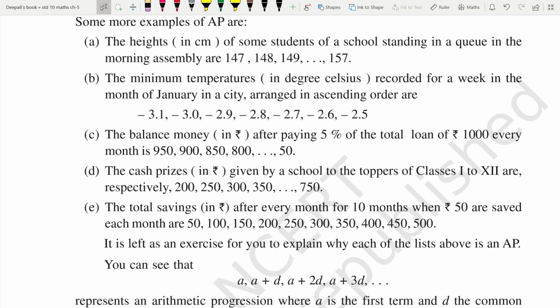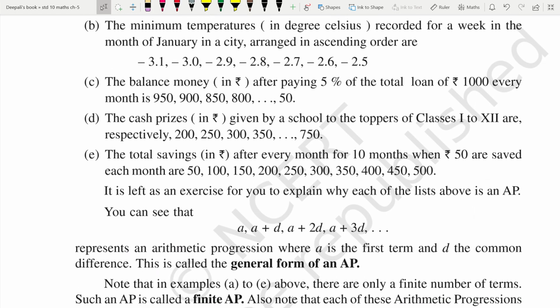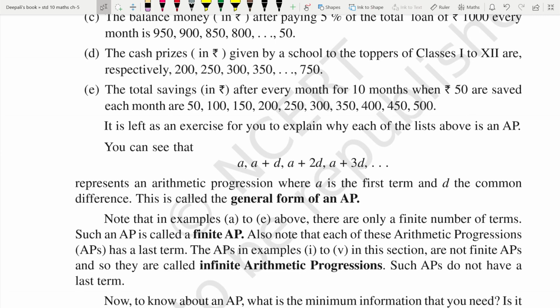850, 800 and so on. The cash prize given by a school to the topper of classes 1 to 12 are respectively 200, 250, 300, 350 and so on. The total savings in rupees after every month for 10 months when 50 are saved each month are 50, 100, 150, 200, 250, 300, 350, 400, 450 and 500. It is left as an exercise for us to explain why each of the lists above is an AP.